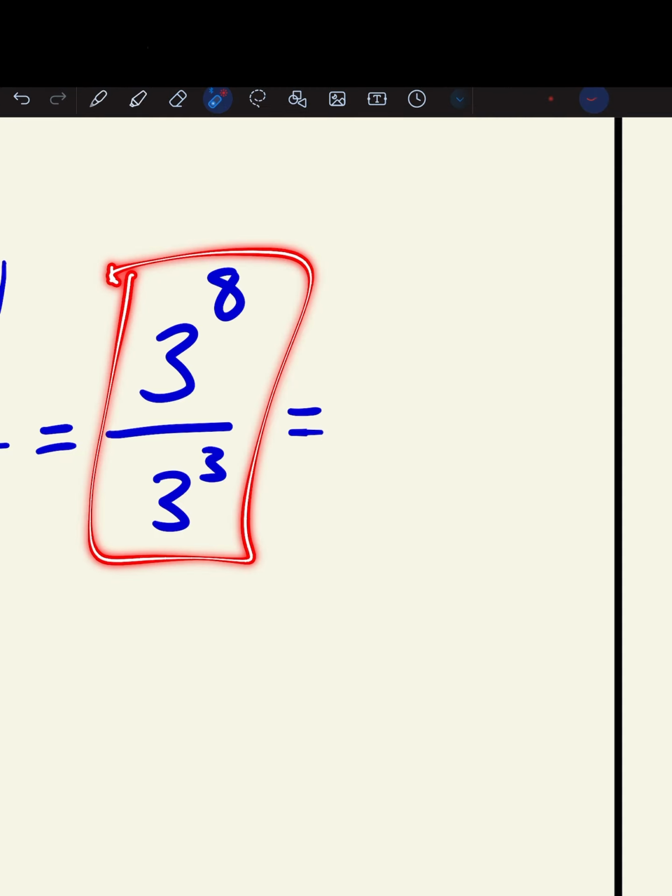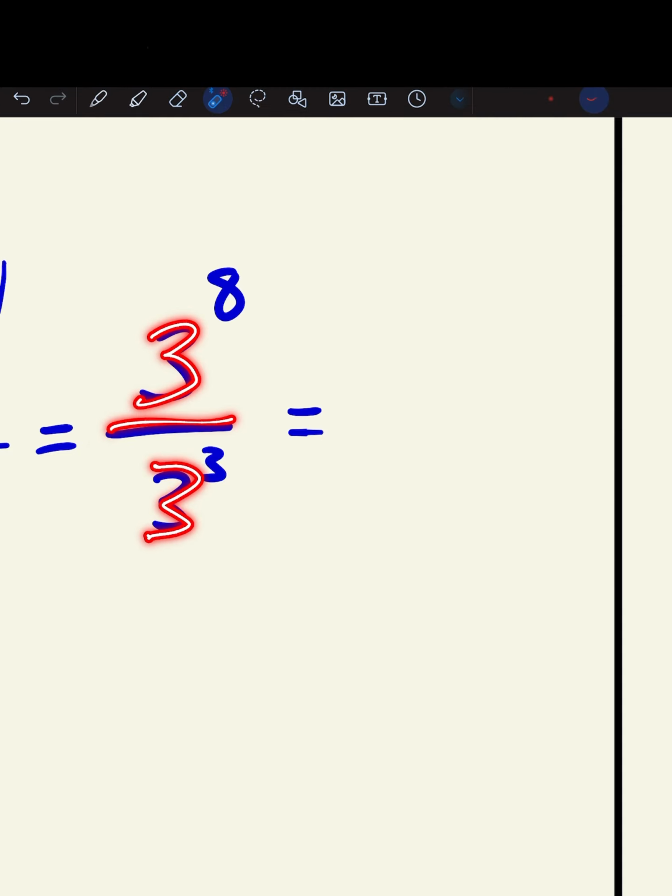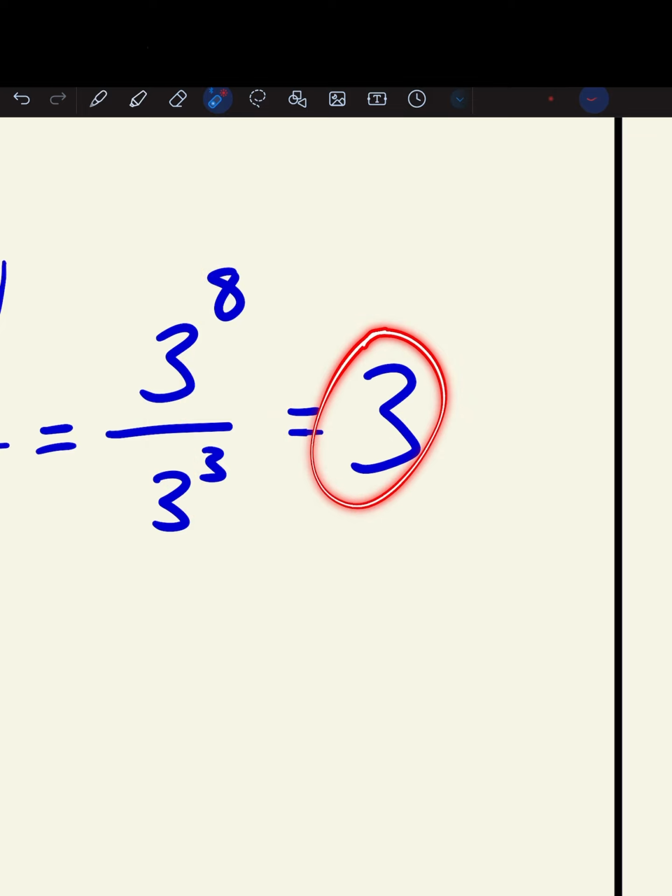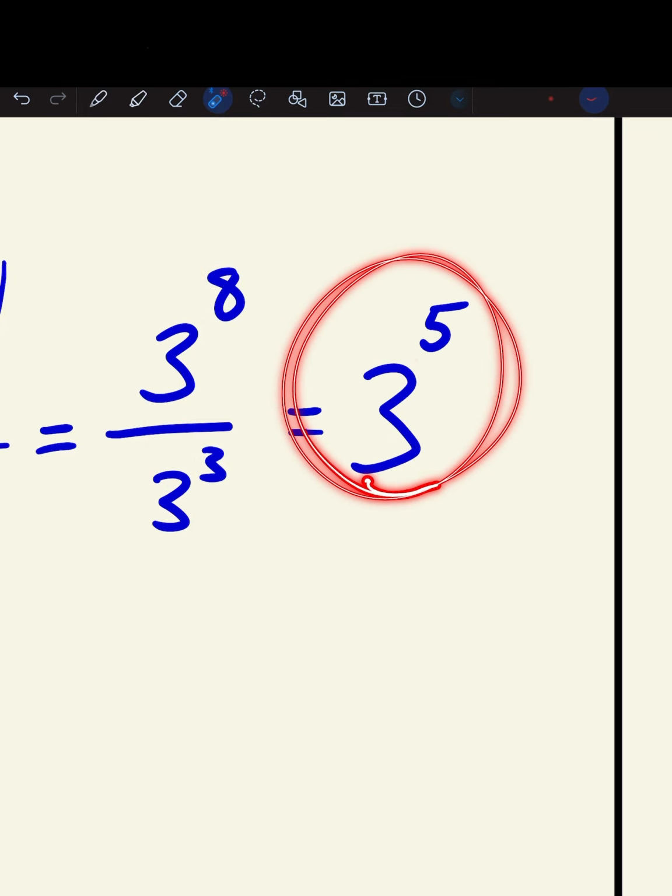And now it looks less complicated because we have a fraction with our bases the same, which means we just subtract the exponents. Our base will stay the same, and 8 minus 3 gives us 3 to the 5.